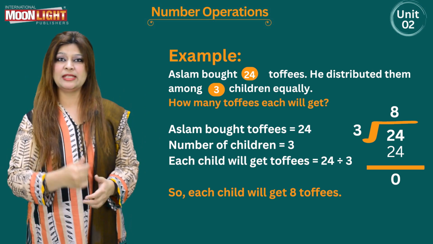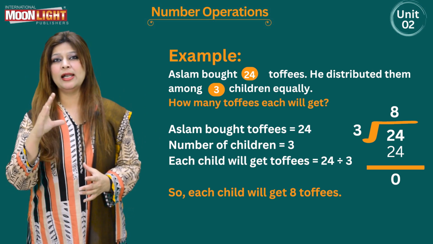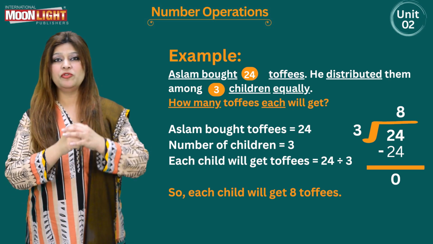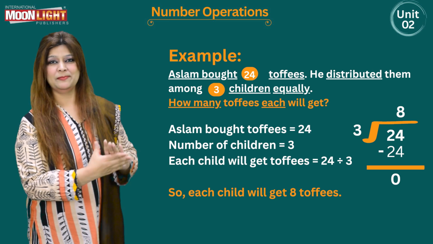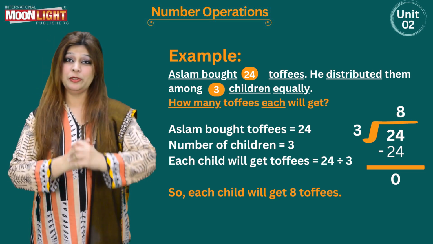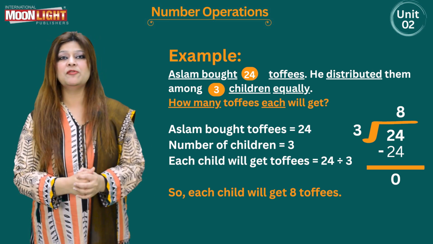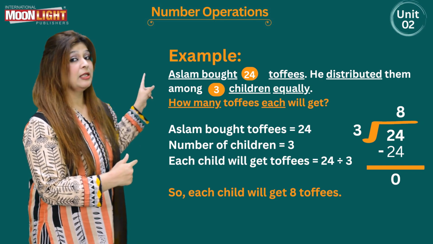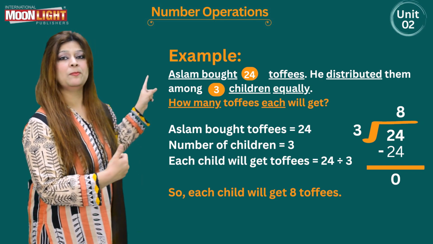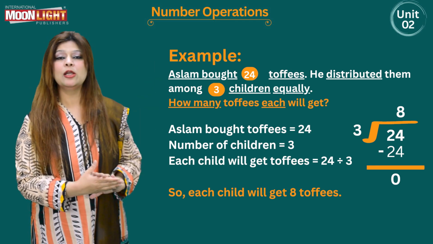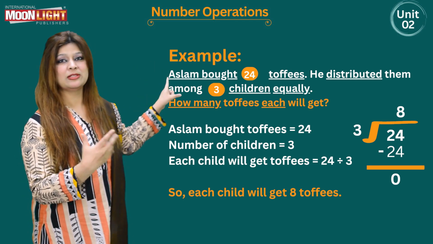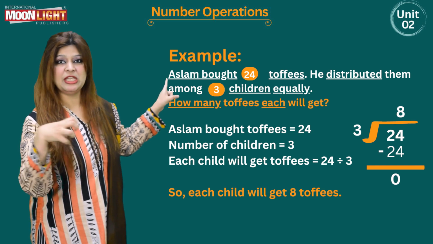Now, the second step, what to do? Underline the keywords. Check in this word problem, Aslam is the main character. So I am going to underline this word as a keyword. Now, what did he do? He bought something. This is also a very important thing which he did. So, bought I will underline. Toffees I will underline because toffees are the things which he bought.